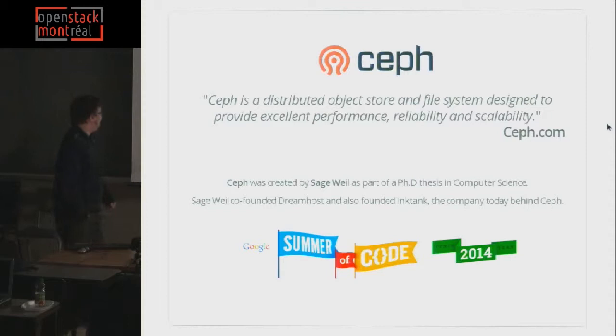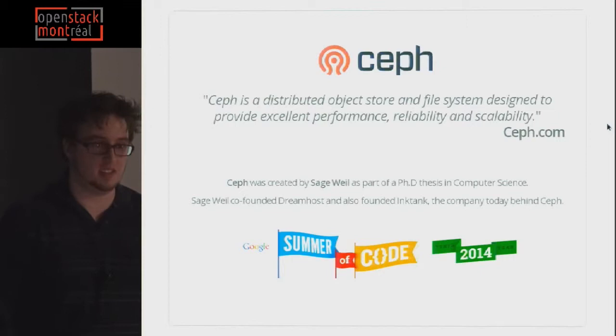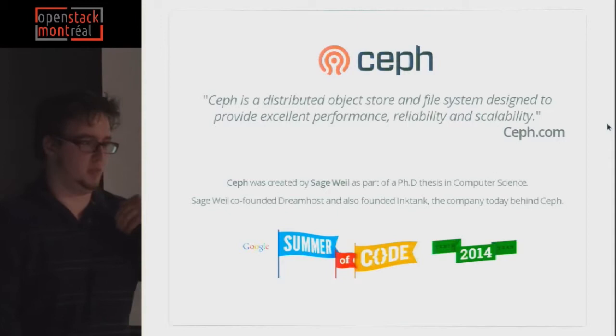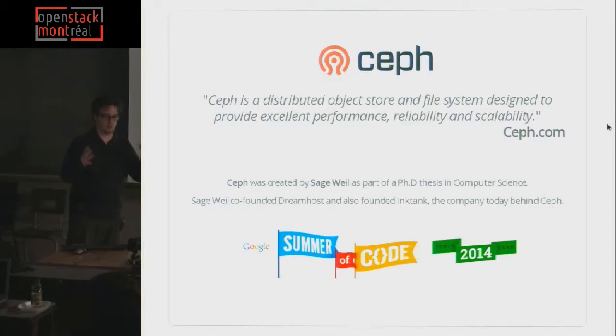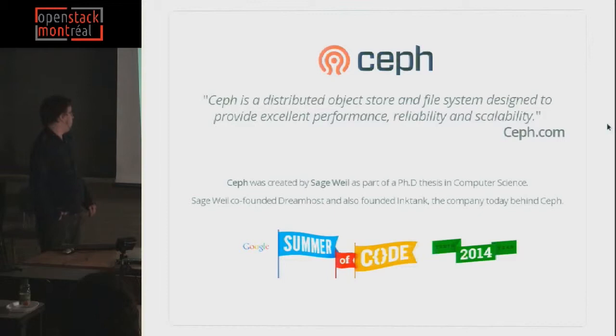The interesting thing, maybe for you guys, is that Ceph was created by Sage Weil as part of a PhD thesis in computer science. Whenever I have a problem, I try to find out if someone else has solved it. This guy had the problem, and he fixed it himself by creating a whole storage solution. So it's kind of awesome. Sage Weil co-founded DreamHost, a web hosting company a bit like iWeb. He also founded Inktank, the company that is today behind Ceph. Maybe a bit like Canonical for Ubuntu. It's the enterprise behind the product.